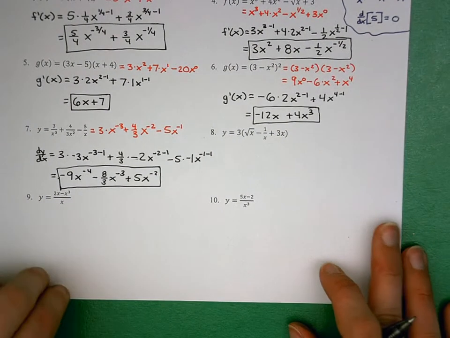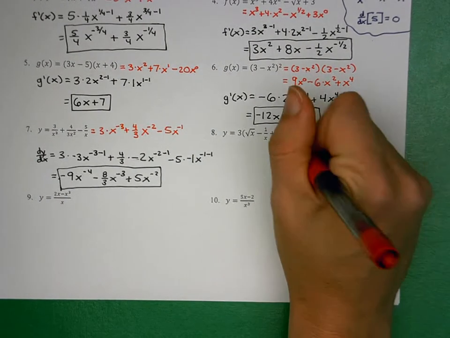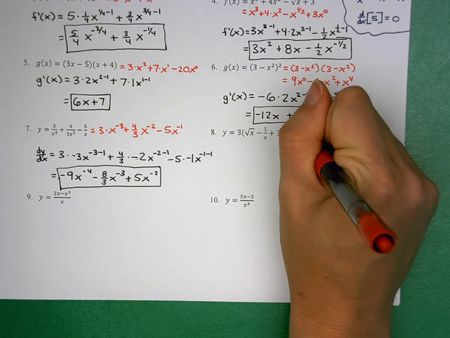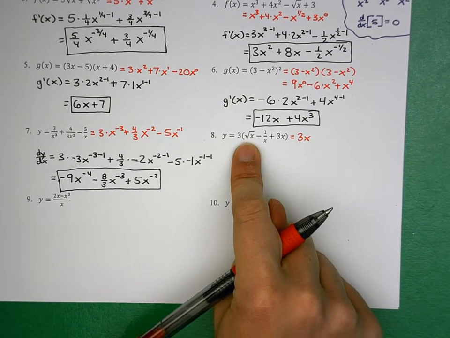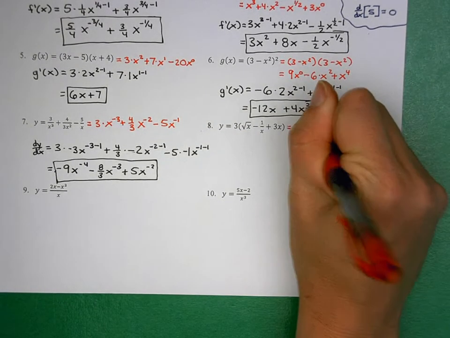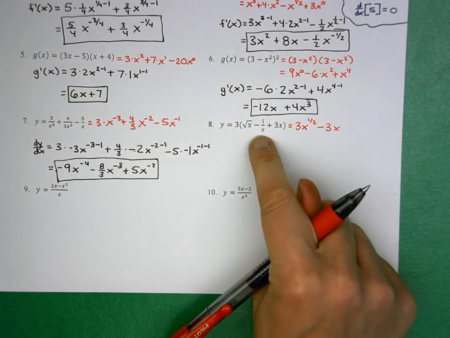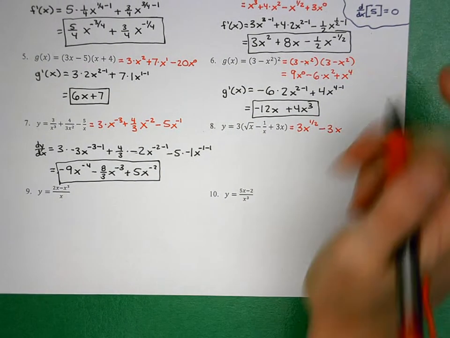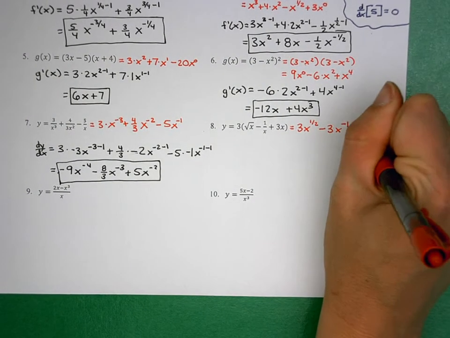Okay, go ahead and pause the video, give number 8 a shot, restart it when you are ready. Okay, number 8, distributing here, we're going to have 3 root x. Well, how can I rewrite that x with its exponent? Okay, that would be 1/2. Distributing the 3 again, we have minus 3. How do I rewrite this x? x to the negative 1 plus 3x to the first.